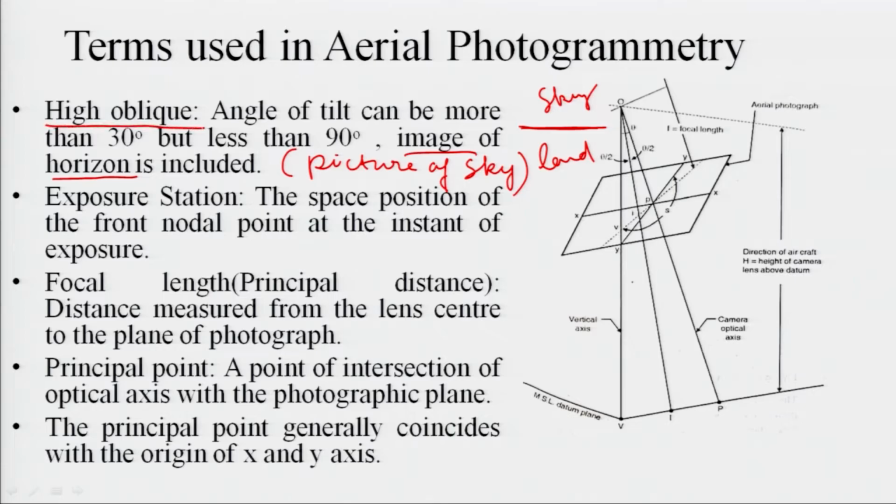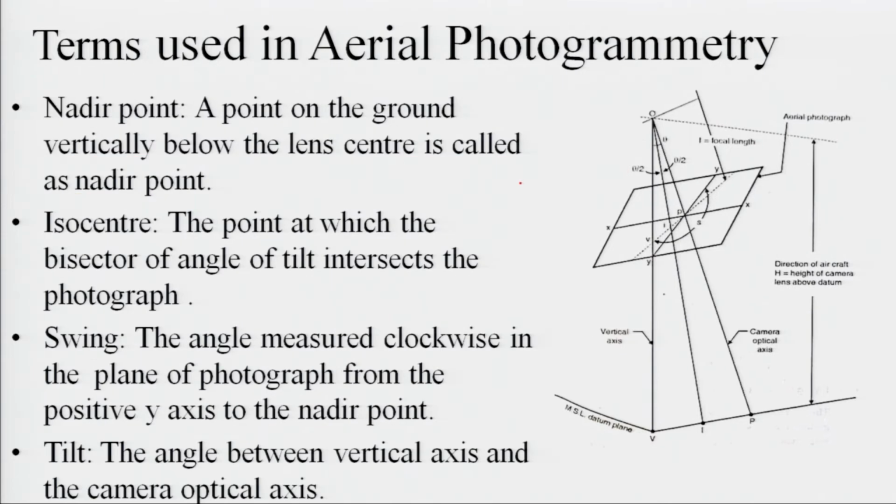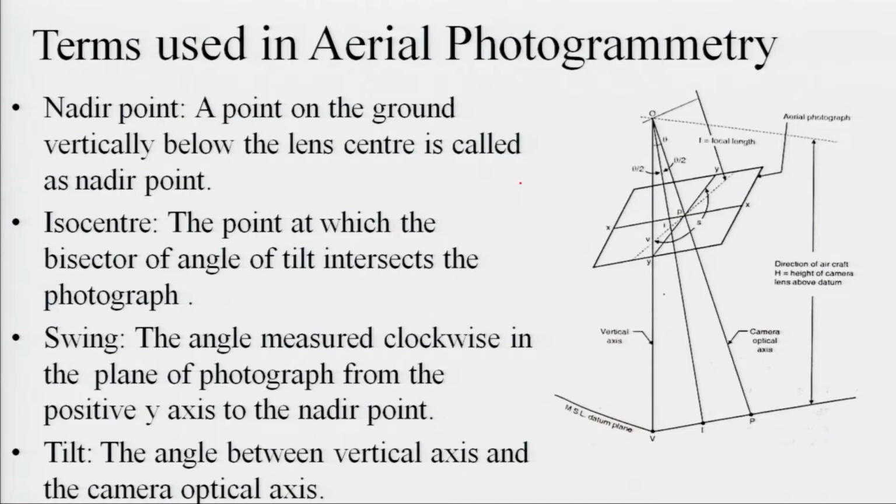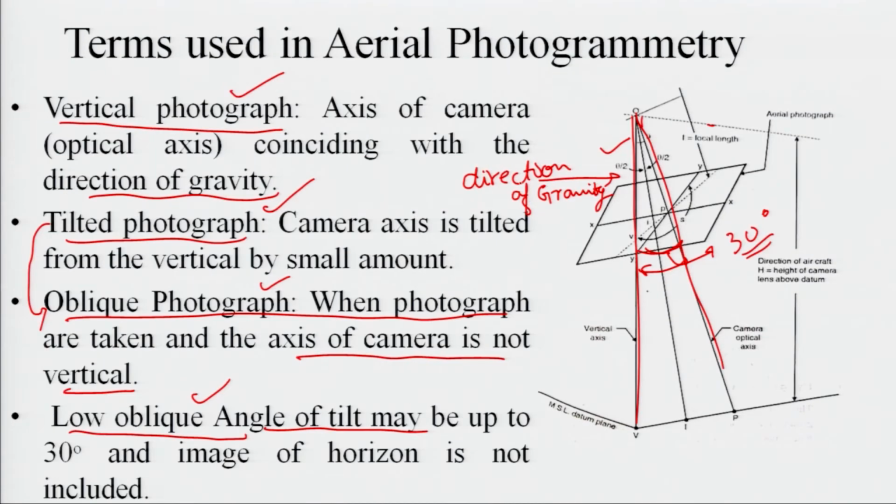In a high oblique photograph, there is a picture of the sky also present, but in a low oblique photograph, as we discussed earlier, the image of the horizon is not included.